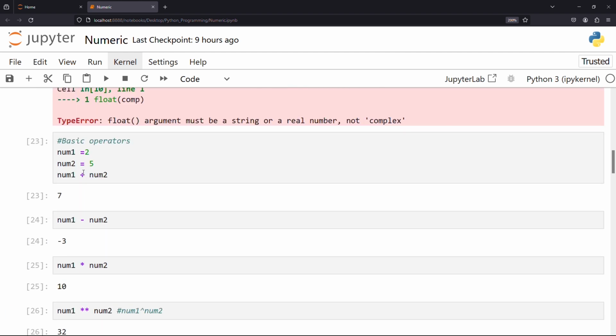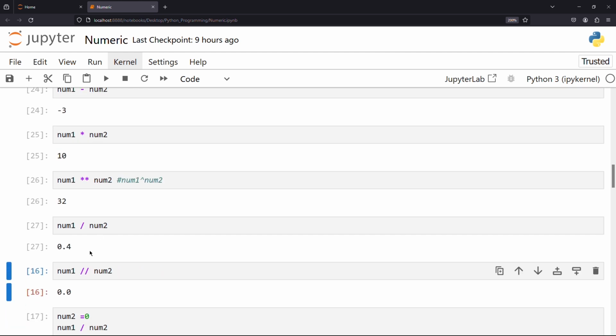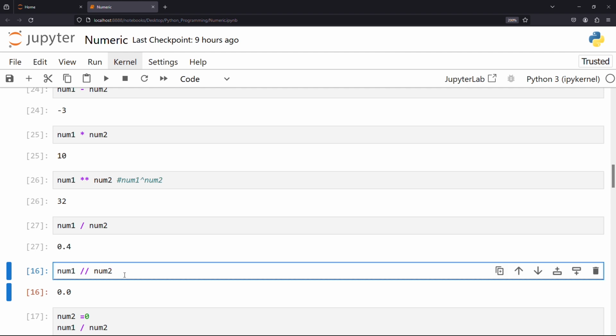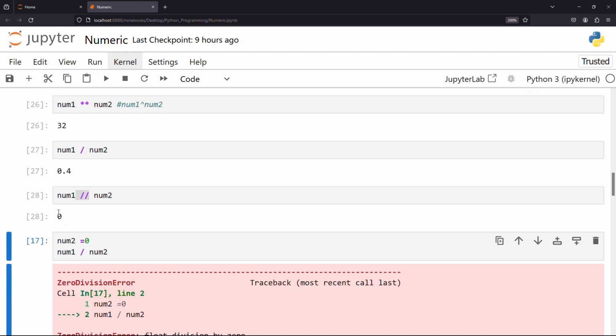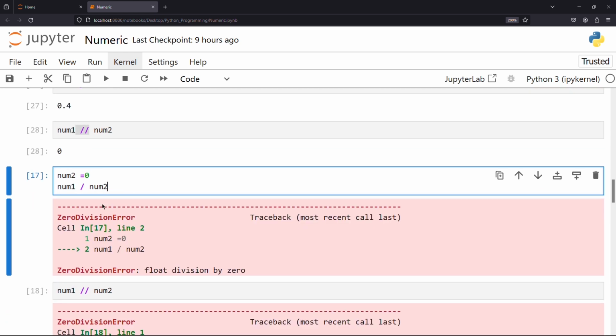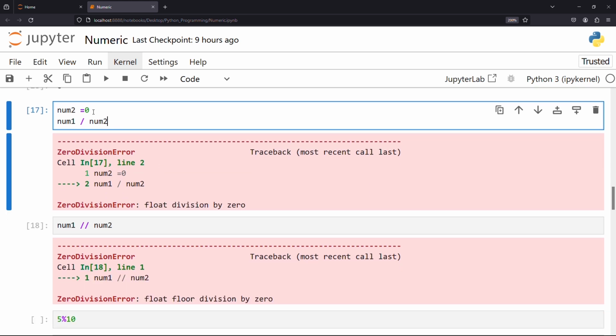But if num1 and num2 are integers and we do the same operation in C, C++ or Java, we'll get the answer 0. But here it is giving us 0.4. So even if these two are integers, the answer might be a float. But if you want integers, then you should pass this operator. So here it is giving 0. You can clearly observe that. And anyway, you can't do these other operations because they will give a zero division error, because number 2 is 0.